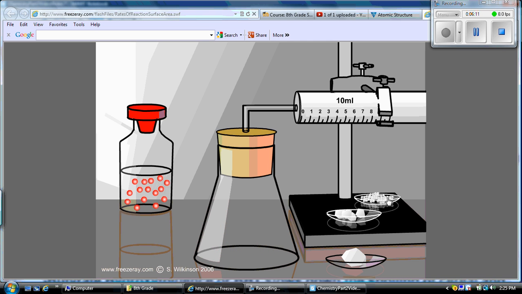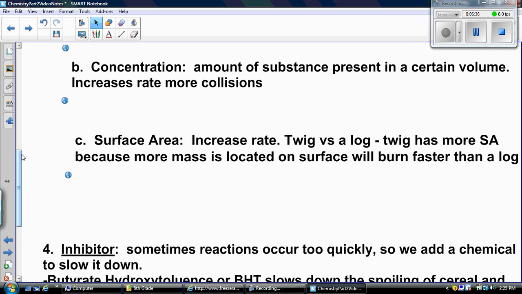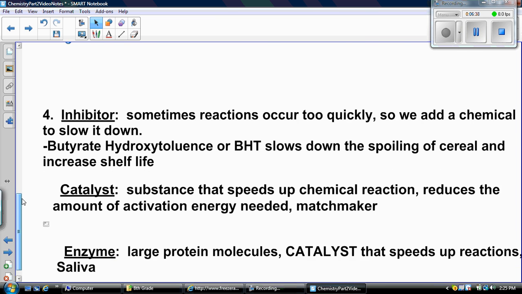Now let's do the largest surface area. Look how quickly it reacts, because if more of the compound is located on the surface, it's going to react with what's in the air. That's why if you take a thick piece of iron, it's going to take a lot more time to rust than if you take a nail that's really thin. So those are ways that we can increase the rate of reaction.